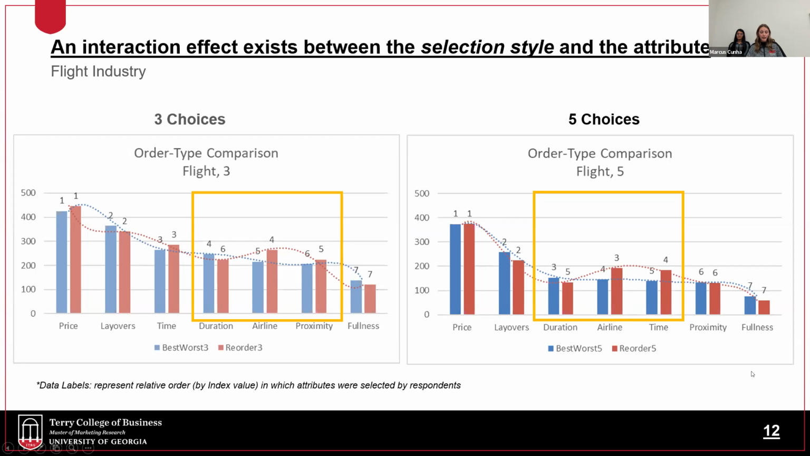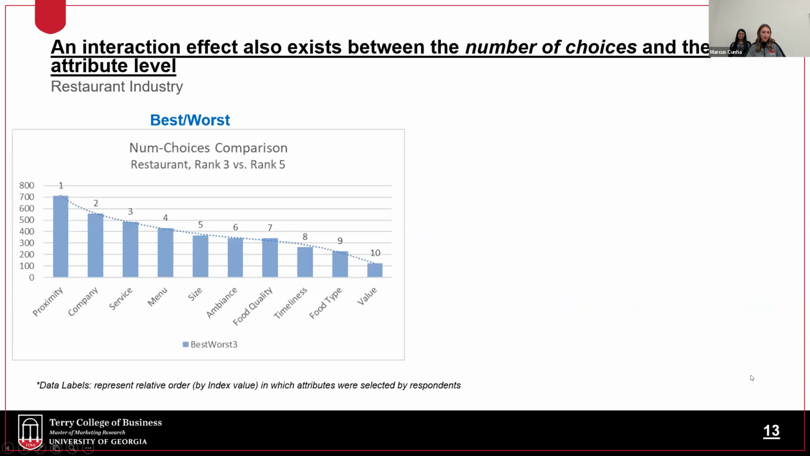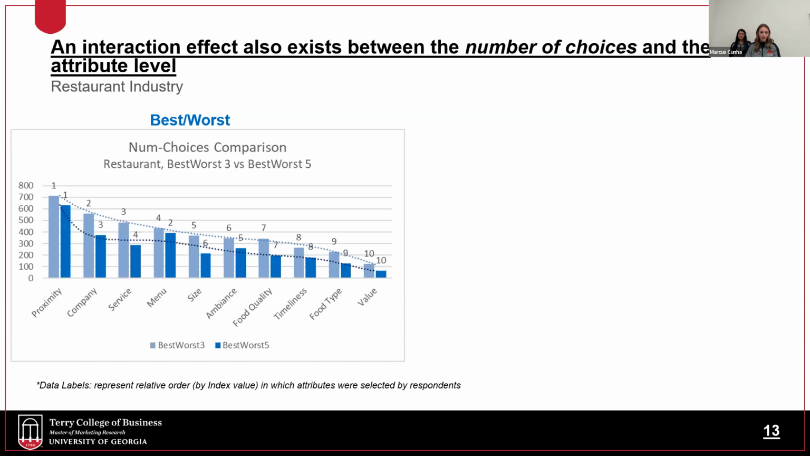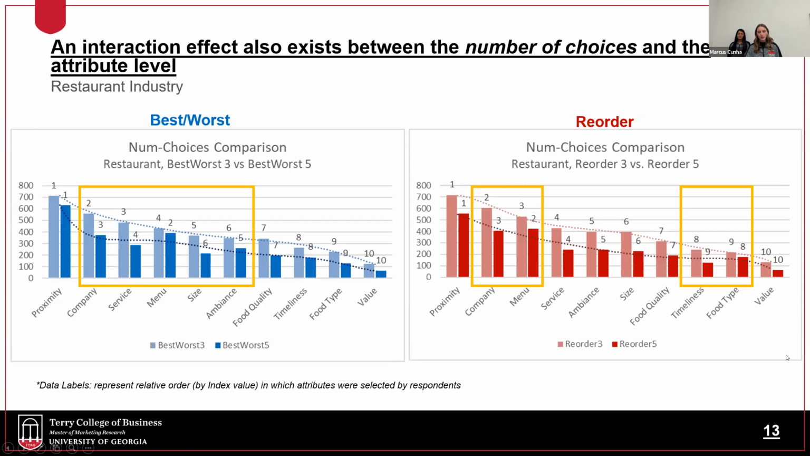We also wanted to look at whether the number of attributes causes an interaction effect on the attribute order. So again, sorting in descending order for best worst with 3 options, we also added in the best worst 5 options, and you can see there is some variation in the order in the center as well. So the second most important attribute, company, was the third most important attribute when showing 5 different categories. And the same is true for 3 and 5 within the reorder section.